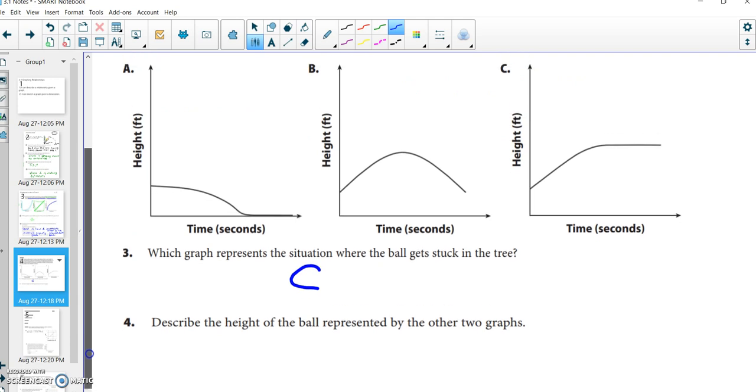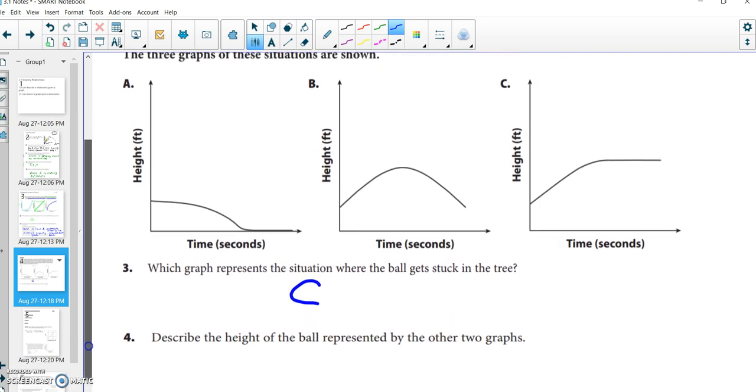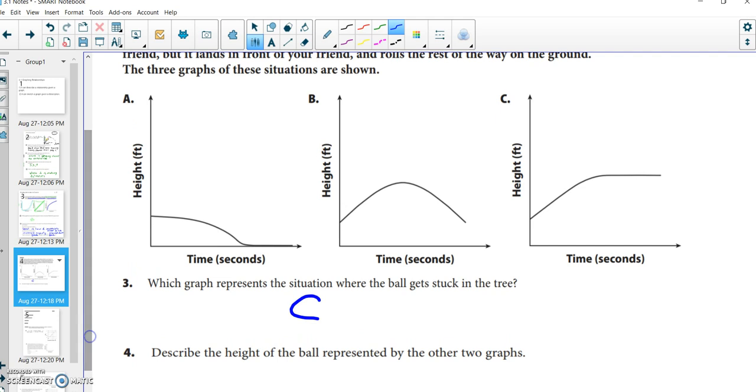The height of the ball represented by the other 2 graphs, well, in graph A, the height of the ball is kind of consistent with your height. You're throwing it and it doesn't really get much higher, and then remember it's going to the ground in front of your friend. So it goes to the ground in front of your friend, and all of a sudden there's no height there. The other one goes up in an arc and comes back down. So it's going up high and then back down, and your friend catches it. So that's a nice arc shape there.